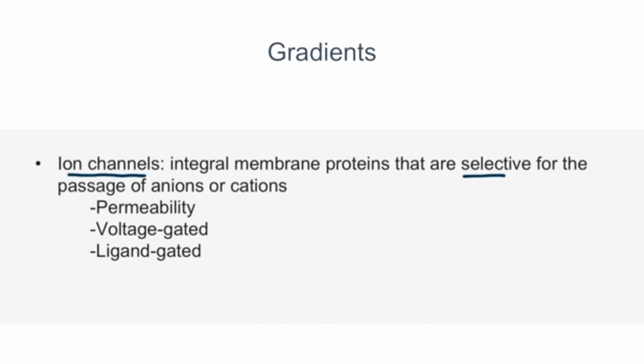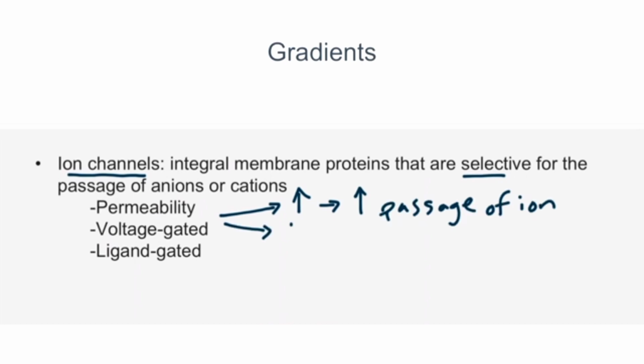If an ion channel is not very permeable, it means the protein spends less time in a configuration that allows for the passage of the ion. So if we have increased permeability, it means increased passage of the ion. On the other hand, if there is decreased permeability, then there's decreased passage of the ion.